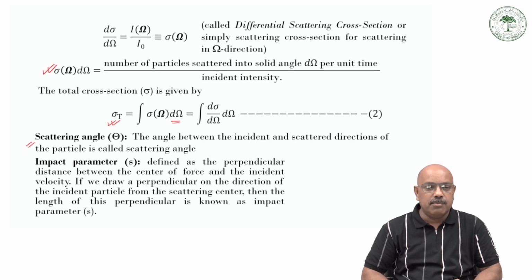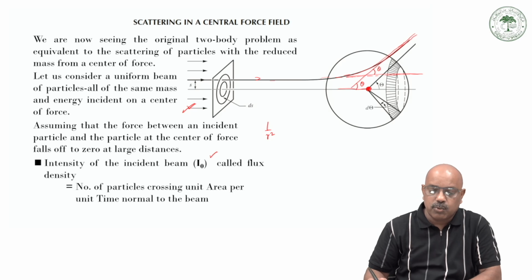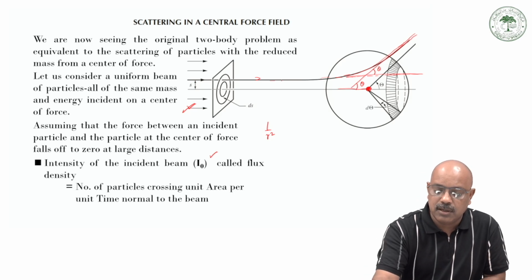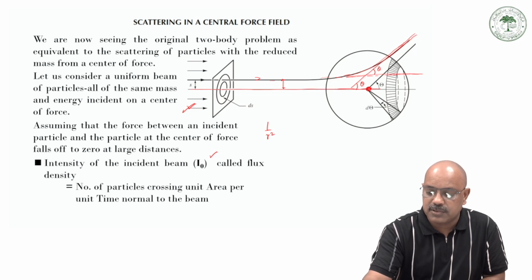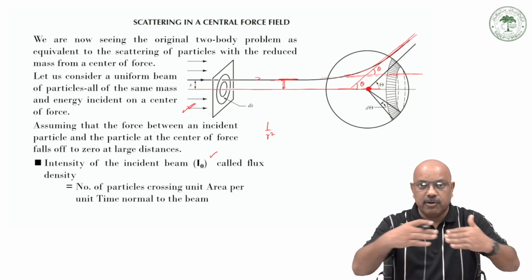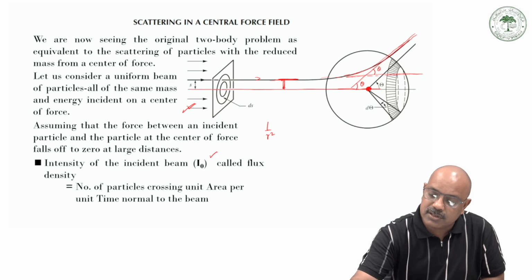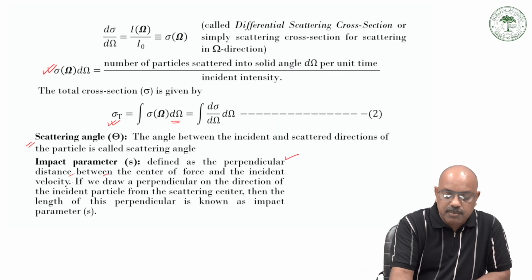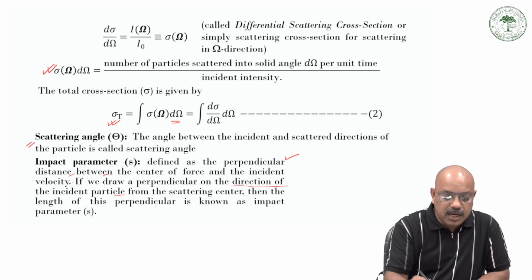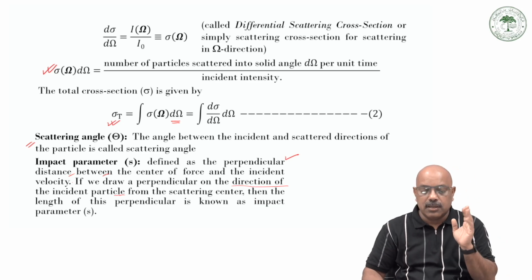Then there is the impact parameter. If you draw a perpendicular from the force center to the line of the projectile, the velocity direction of the particle, then this is the impact parameter. For example, this is the velocity direction of the particle here. Draw the perpendicular to the direction of the incident particle from the scattering center, and the height of this perpendicular is known as the impact parameter.